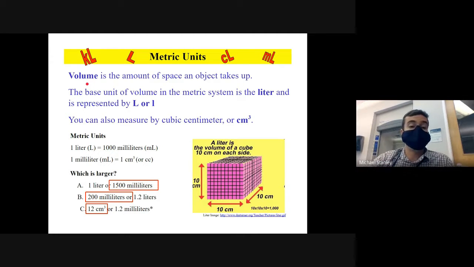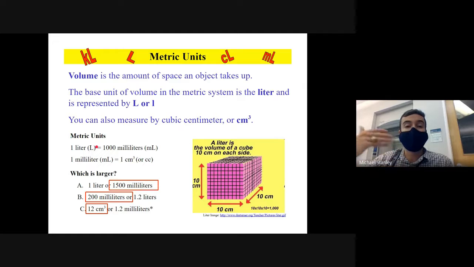Just like with all our other ones, liter is our base unit, and then we have smaller units of milliliters or mL. Again, I like using the big L because it makes it clear it's an L and not something else. So 1 liter is 1,000 milliliters. So 1,000 little individual droplets go into making up 1 liter.